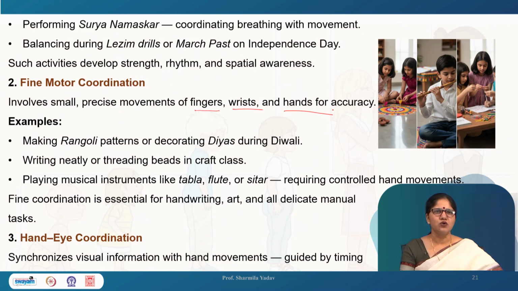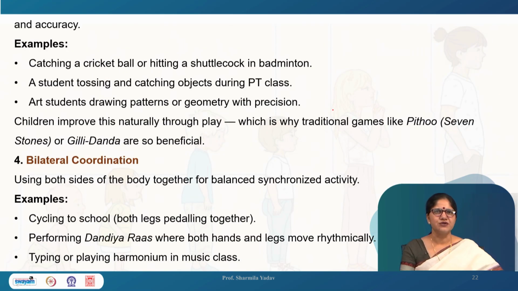Next is hand-eye coordination. It synchronizes visual information with hand movements guided by timing and accuracy. Examples are catching a cricket ball or hitting a shuttlecock in badminton, a student tossing and catching objects during physical education classes or PT class, art students drawing patterns or geometry with precision. Children improve this naturally through play, which is why traditional games like pittu or gilli danda are so beneficial.